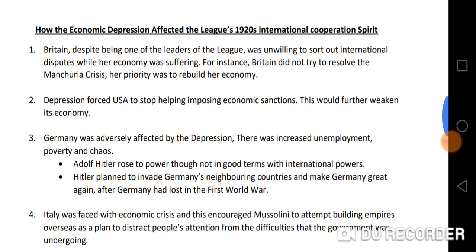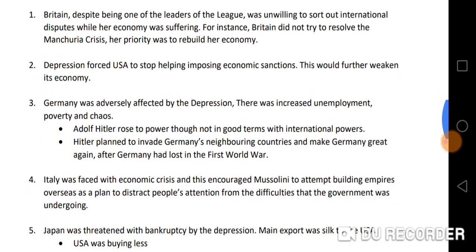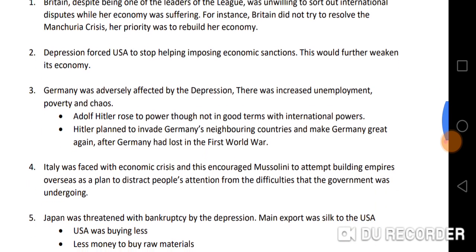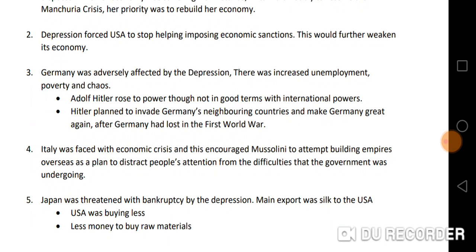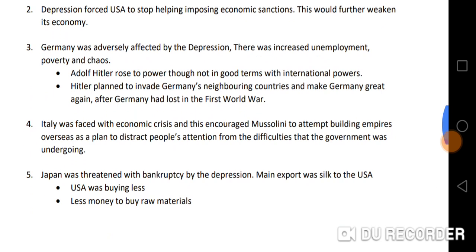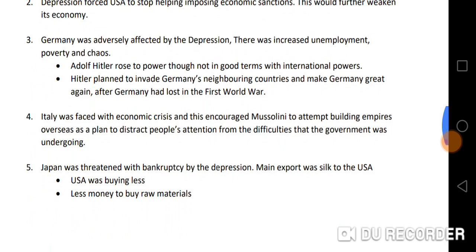And then number 2, you'll notice that the economic depression forced the USA to stop helping and imposing economic sanctions, and these would further weaken its economy. And 3, Germany was adversely affected by the depression. You'll notice that there was an increase in unemployment, poverty, and chaos. And Adolf Hitler rose to power, though not in good terms with international powers.